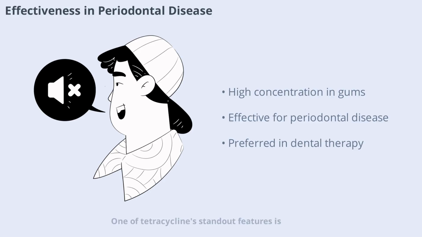One of tetracycline's standout features is its effectiveness in treating periodontal diseases. This is largely due to its high concentration in gingival crevicular fluid, which can be 2 times greater than in serum. This targeted action makes tetracycline a preferred choice for dental professionals managing gum infections and inflammation. Its ability to reach the site of infection efficiently is a key reason for its widespread use in oral health.